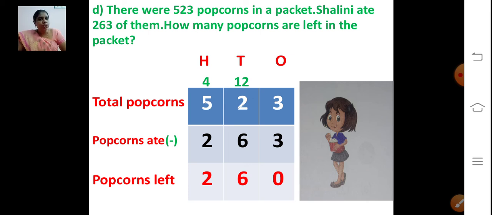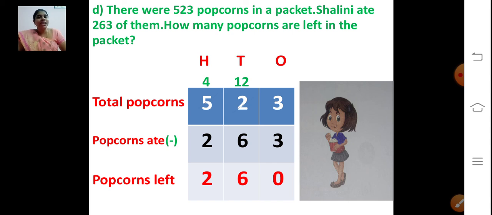So right now, total popcorns: 523. How many popcorns were there in the packet? 523. Popcorns eaten by Shalini: 263. 263 popcorns Shalini ate, right? Write it down. Now what are we going to find out? Popcorns left.